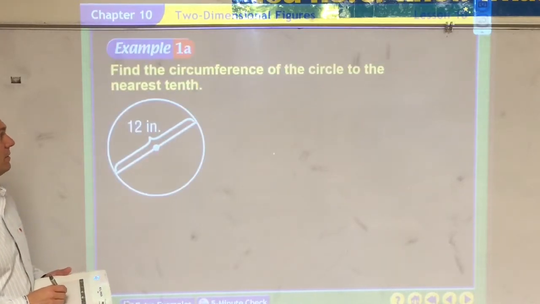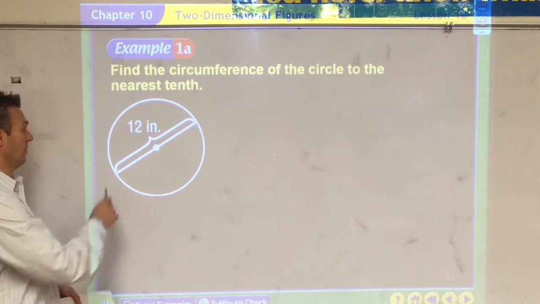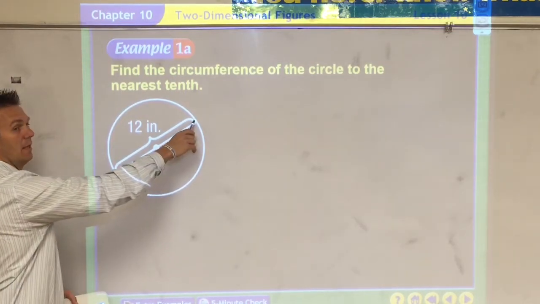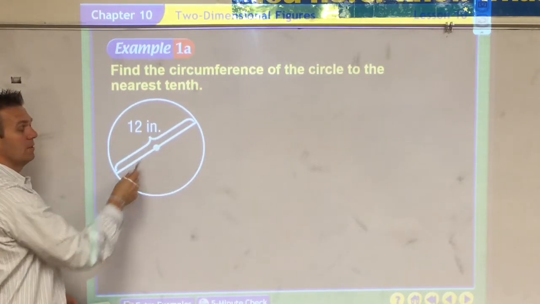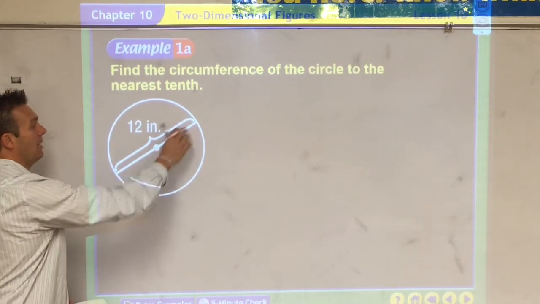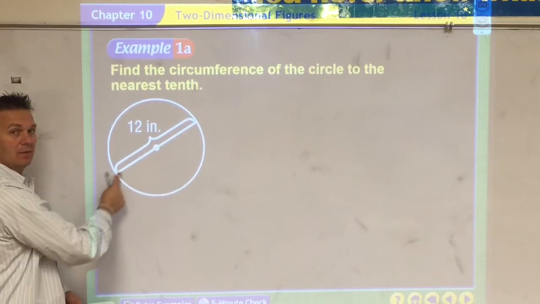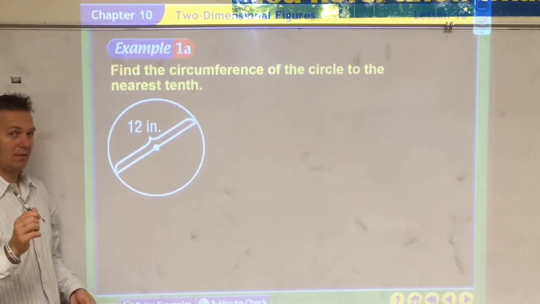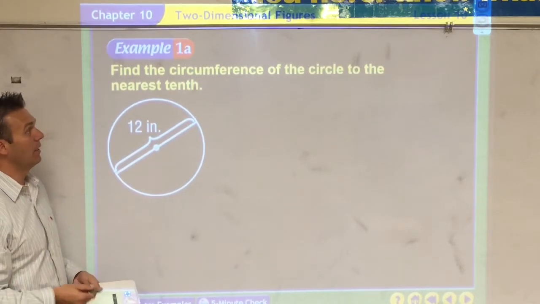So find the circumference of the circle to the nearest tenth. First thing you have to understand is this line that goes from one side of the circle to the other side of the circle through the center point is called the diameter. Okay? So that's the whole diameter. And half of that diameter, that's called the radius. And you're going to need to know what a diameter is and what a radius is.